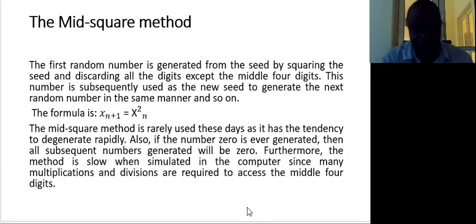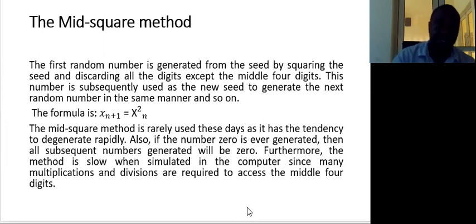So the mean square method is rarely used these days as it has the tendency to degenerate rapidly. Also, if the number 0 is ever generated, then all the subsequent numbers generated will be 0. Furthermore, the method is slow when simulated in a computer since many multiplications and divisions are required to access the middle four digits. So all these drawbacks impede the utility of this particular technique.